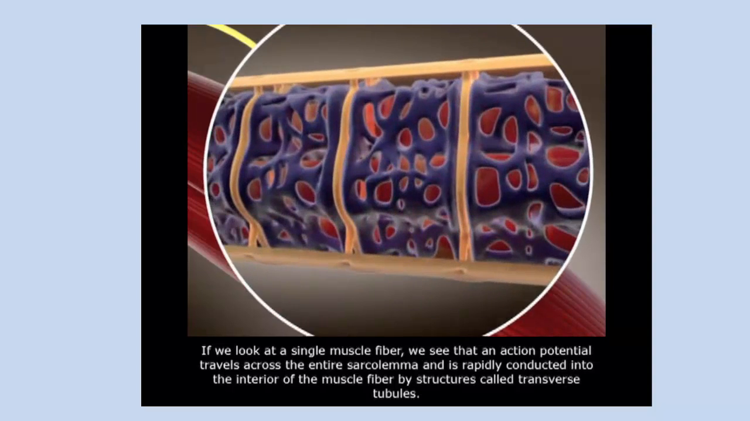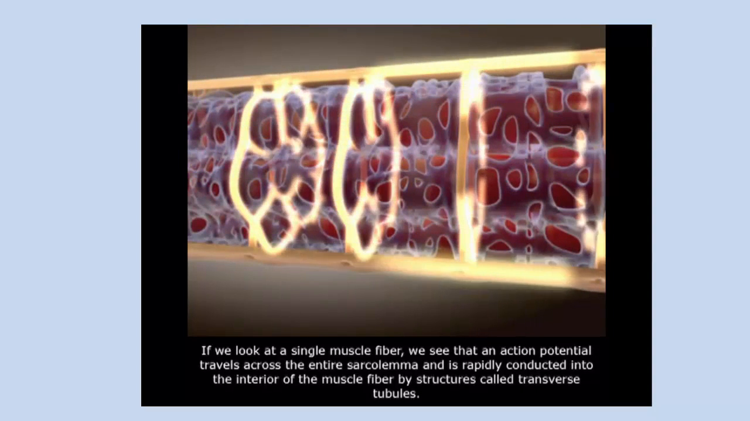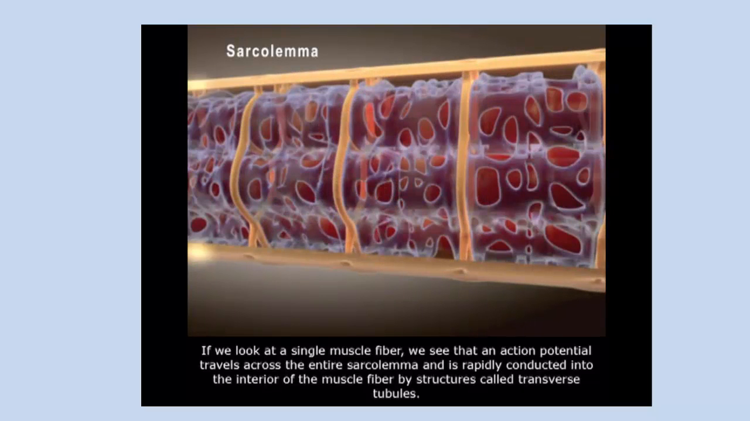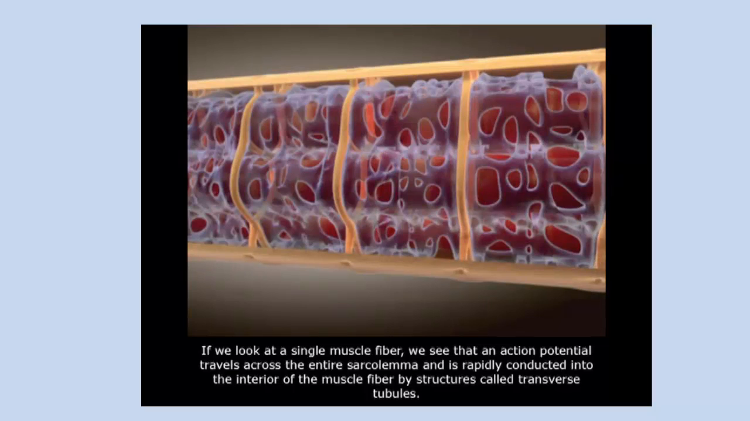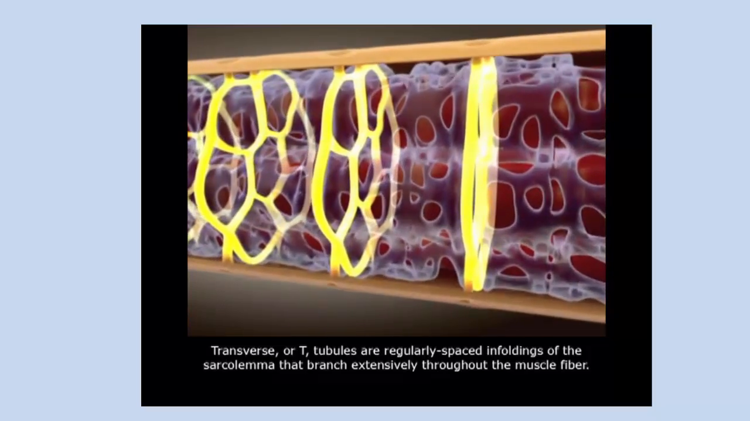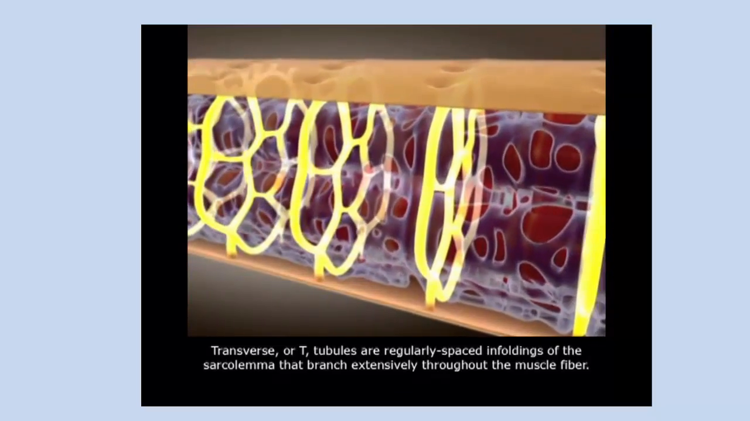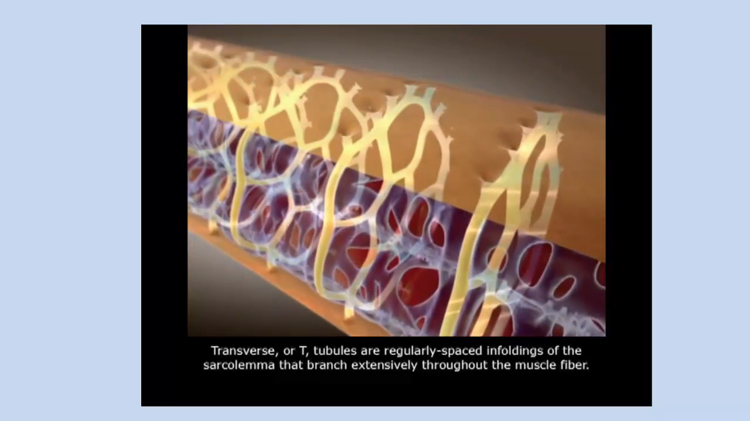If we look at a single muscle fiber, we see that an action potential travels across the entire sarcolemma and is rapidly conducted into the interior of the muscle fiber by structures called transverse tubules. Transverse, or T-tubules, are regularly spaced enfoldings of the sarcolemma that branch extensively throughout the muscle fiber.